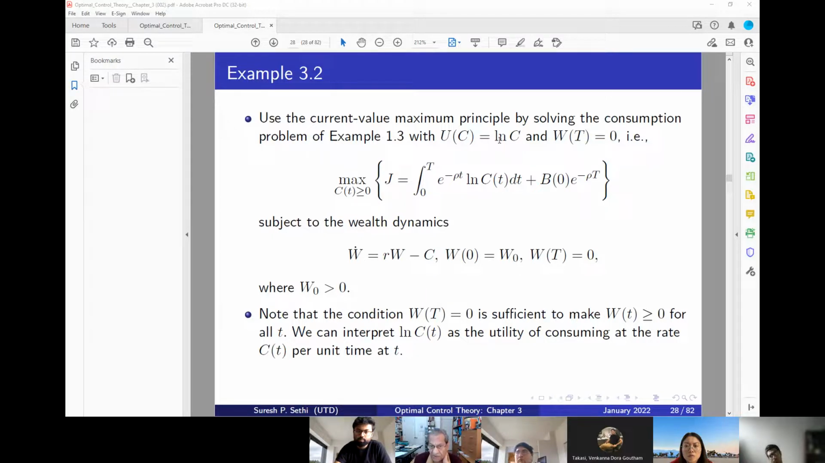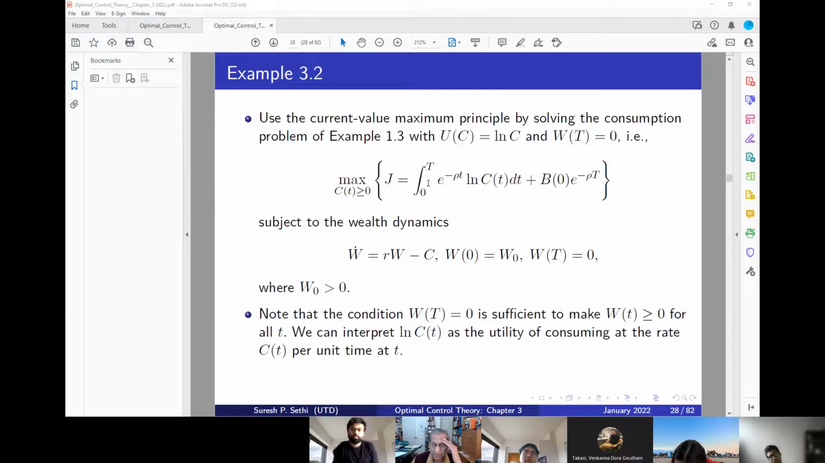The individual has a utility function, which is a concave function of consumption given by the log of C. This is quite a popular utility function because it makes the problem somewhat simpler to solve. And it's concave. So we're going to just assume that to be the utility function. The wealth dynamics is given by this. The initial value is W0, which we assume to be strictly bigger than 0. And this person doesn't want to leave any wealth when he retires.